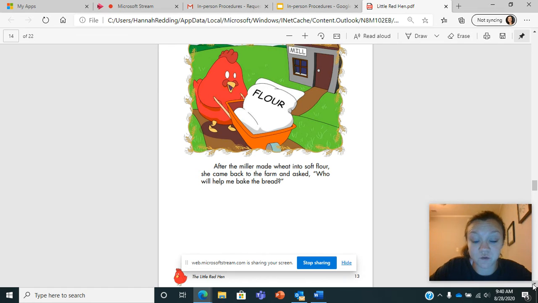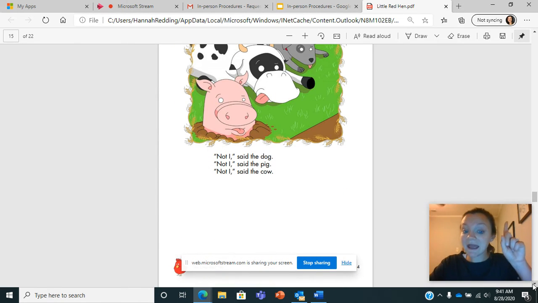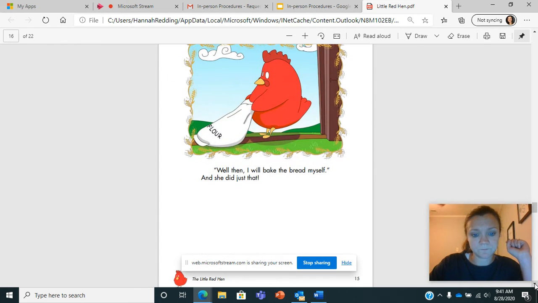After the miller made wheat into soft flour, she came back to the farm and asked, "Who will help me bake the bread?" "Not I," said the dog. "Not I," said the pig. "Not I," said the cow. "Well, then I will bake the bread myself." And she did just that.